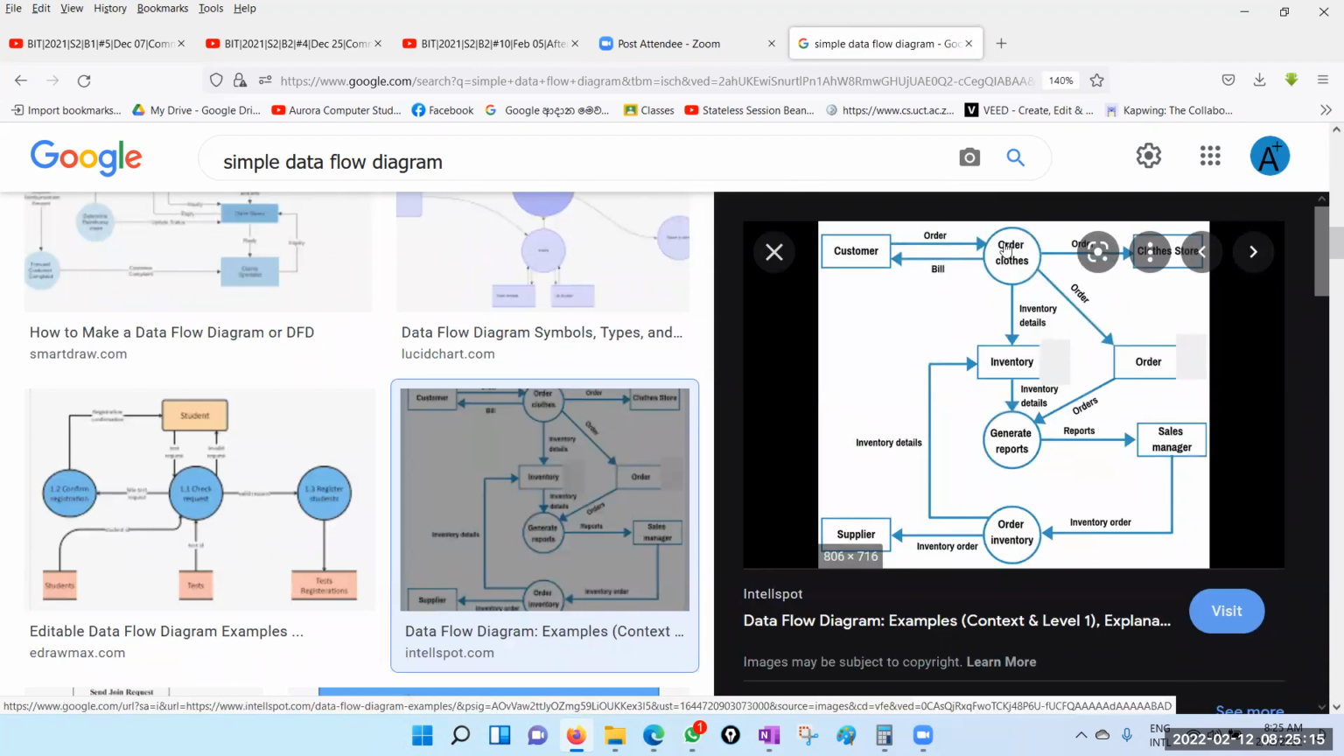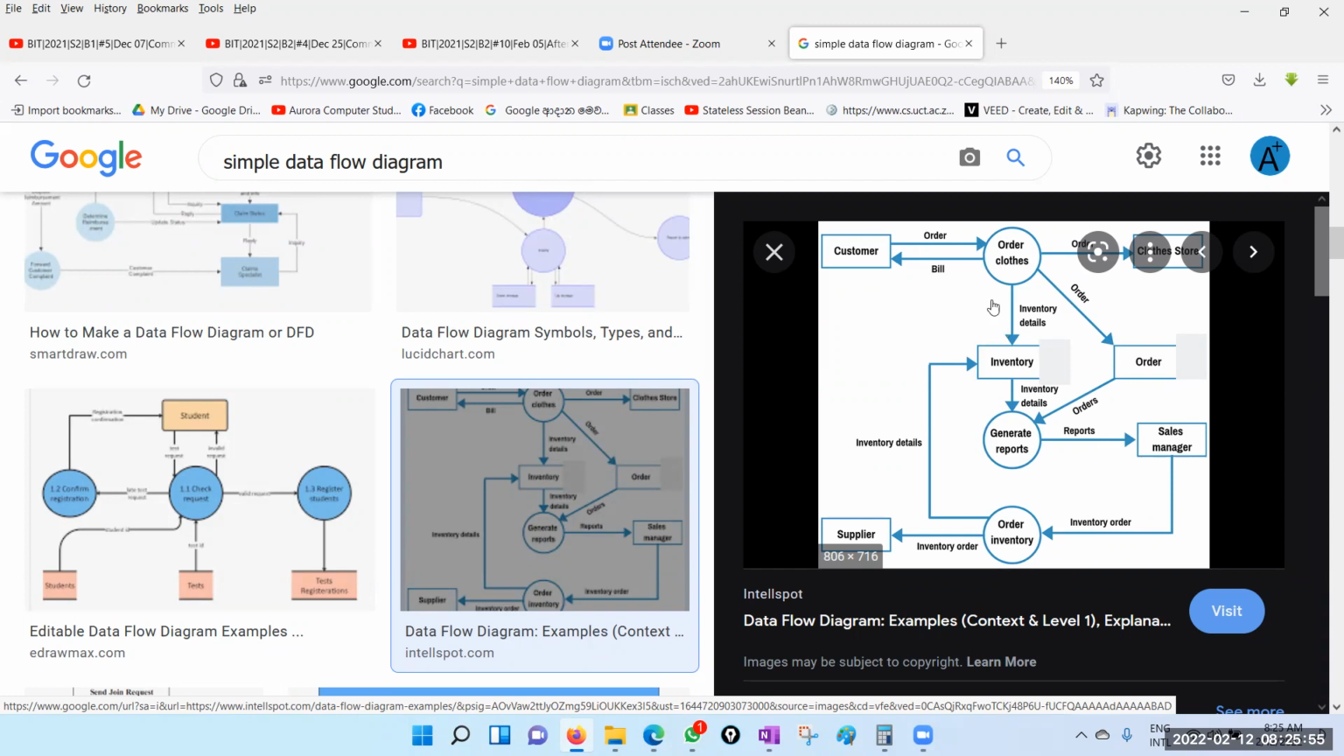You can see that now the entities are still there. Customer, supplier, entities are there, but now you have the sub processes: order, close, generate reports, order inventory. Now your system is a white box or glass box. Now you can see the internal sub processes, and also now we expose the data sources, right? Data stores or files or whatever. So this process will write to the data source, and this process will read that data. So likewise, now you are giving more information. So that is a data flow diagram.